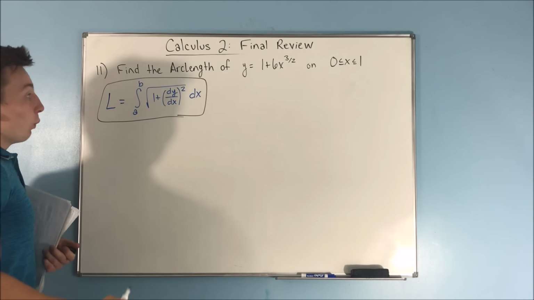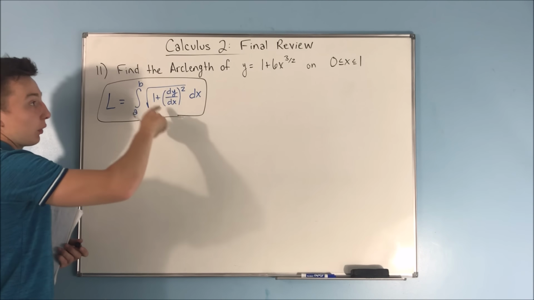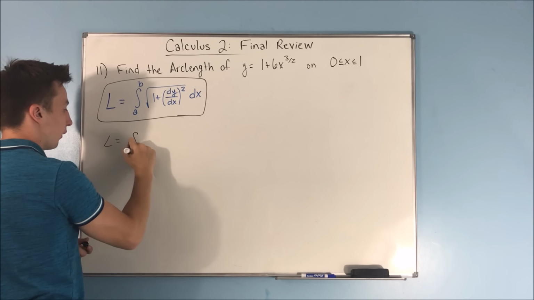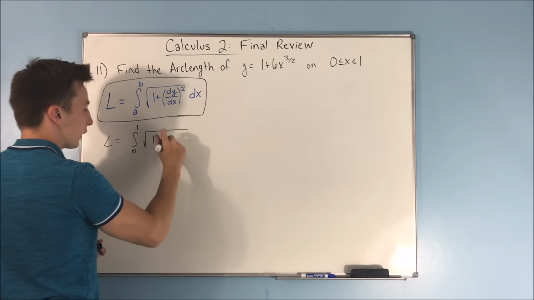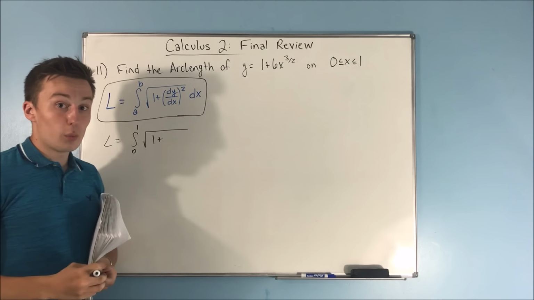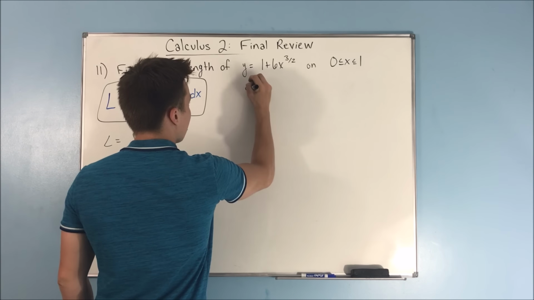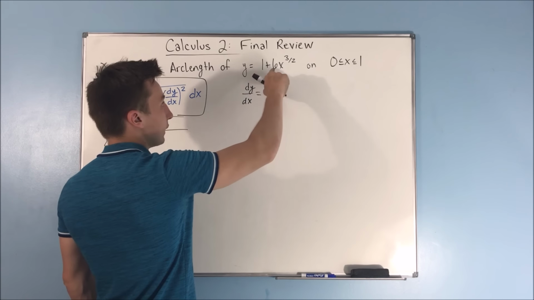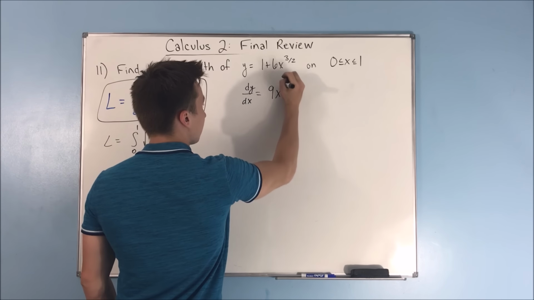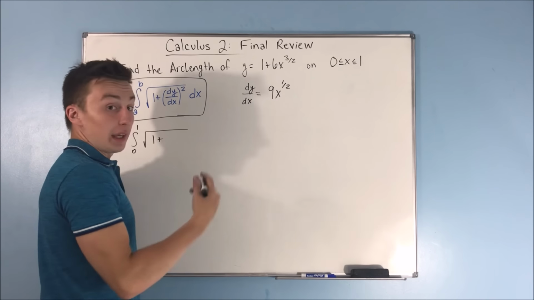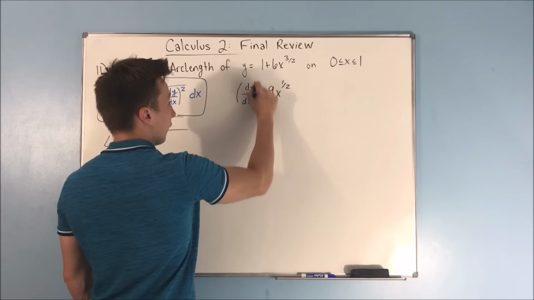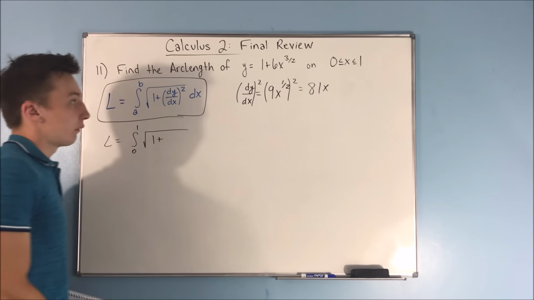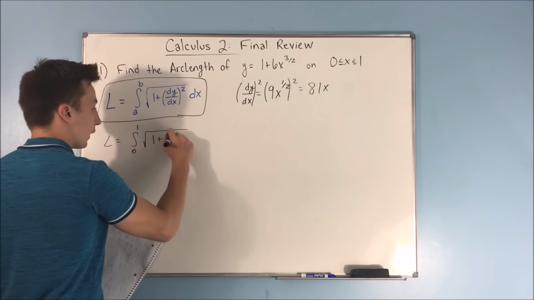Now, to use this formula, we know we're integrating from 0 to 1. That's obvious. So we can write our arc length is equal to the integral from 0 to 1. But what's going to go in this radical? We have a dy dx squared. We need to find dy dx, right? Dy dx is going to equal, bring this 3 halves down, we're going to get, this is 18 over 2, this is 9, x to the 1/2. And if you square that, you get 81x. So we're going to put an 81x right here.